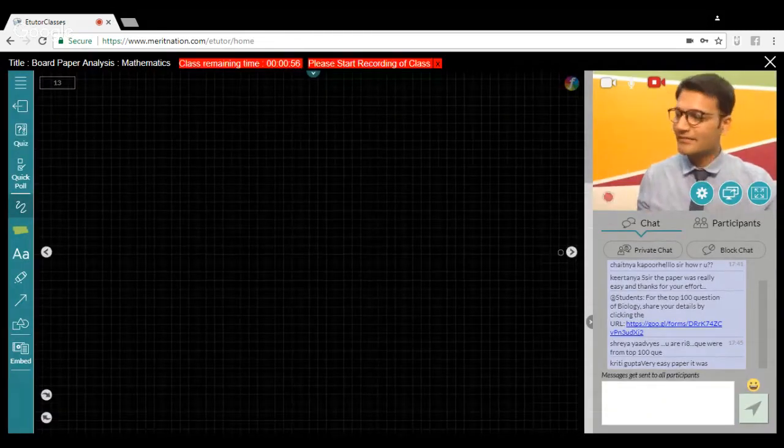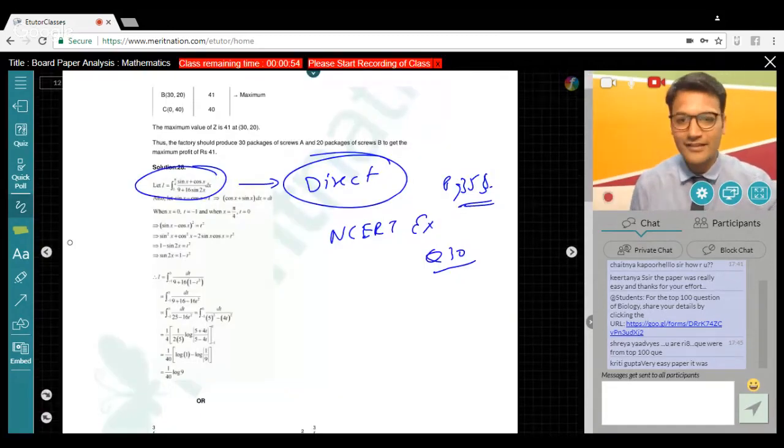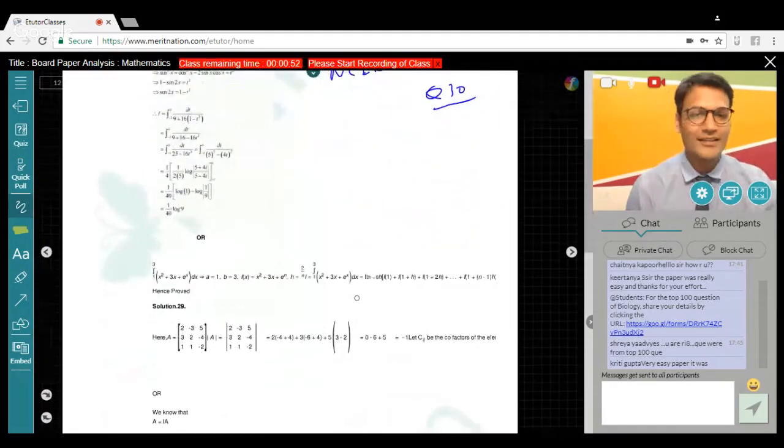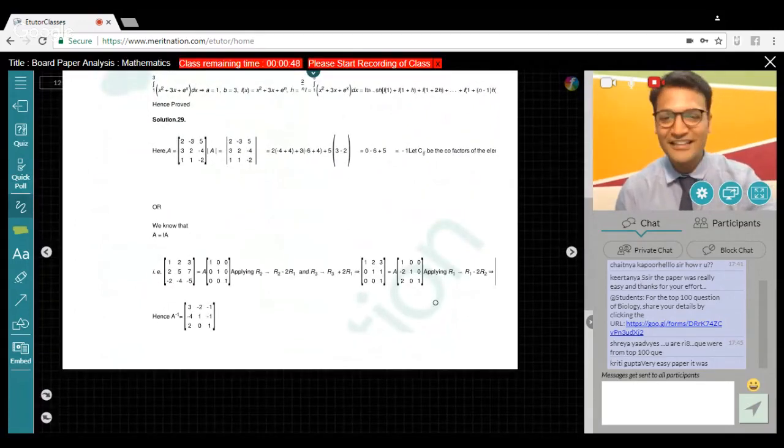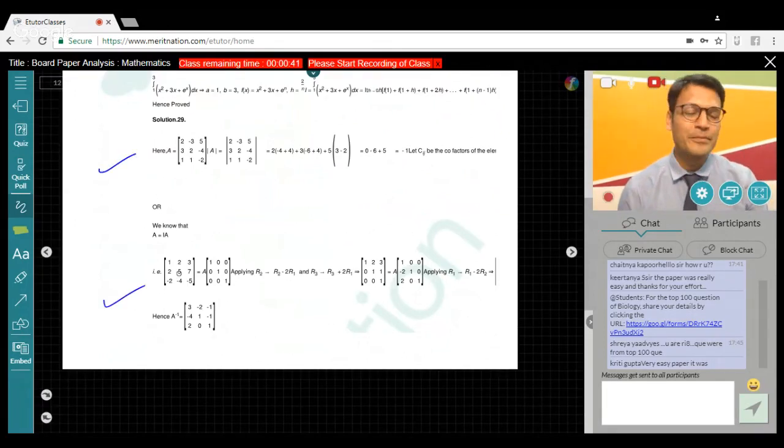The last bit was very, very simple. I have it over here. 29. We haven't found any question simpler than this in a 6 marker. This was the simplest question. Both the parts were very, very simple. You can again check the exact solutions on the website.